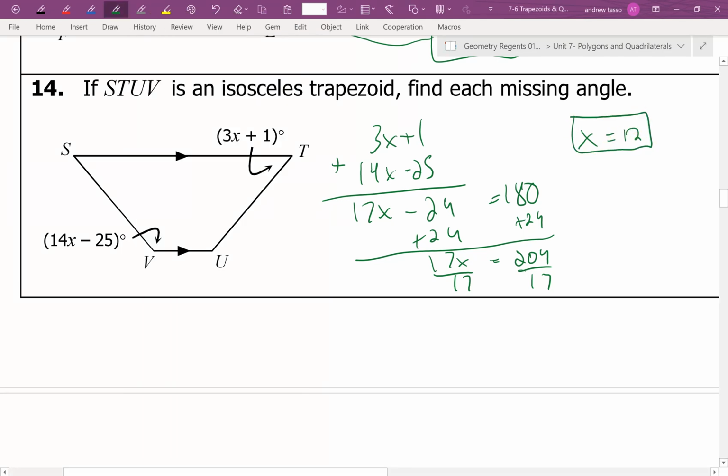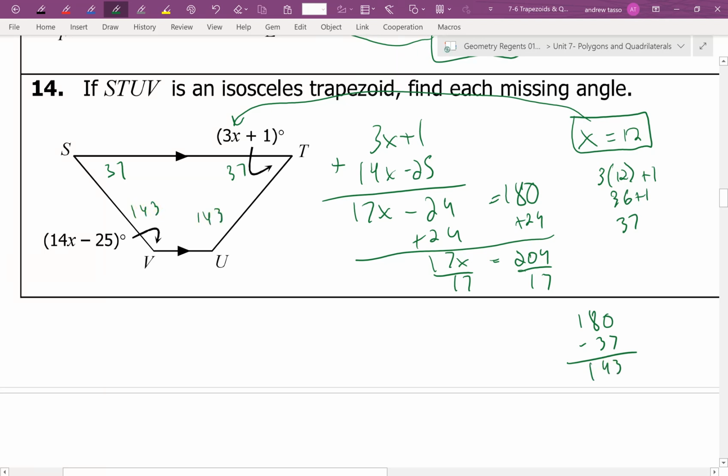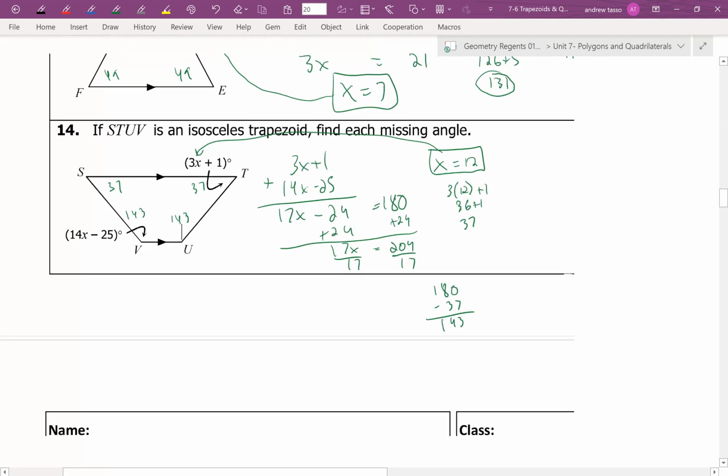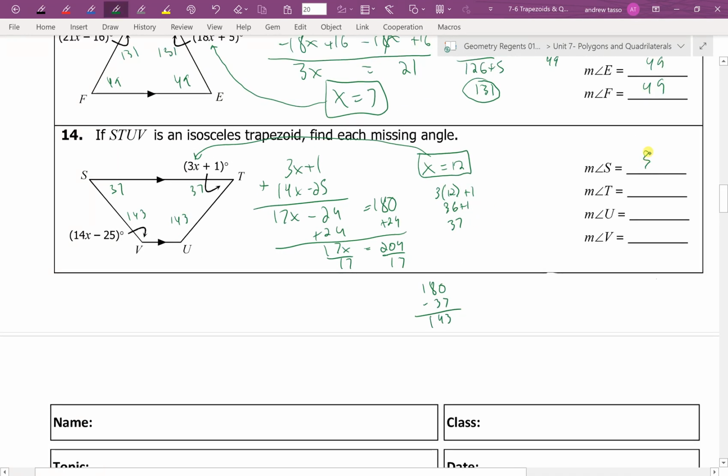Right? And now we can plug back in. So 3 times 12 plus 1. So we get 36 plus 1, or 37. So that's our top two angles, and then 180 minus 37, 143 for the bottom two angles. Right, so when we fill these in, we get 37 and 143.